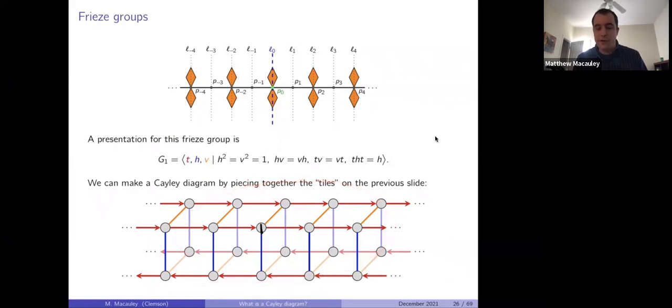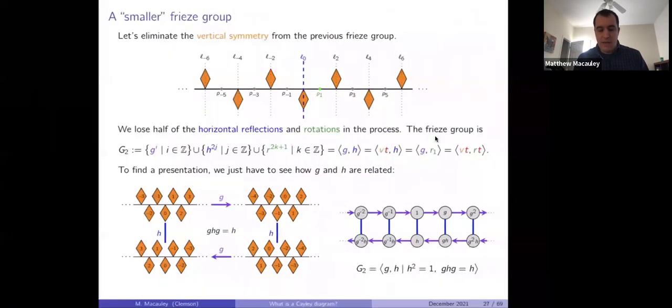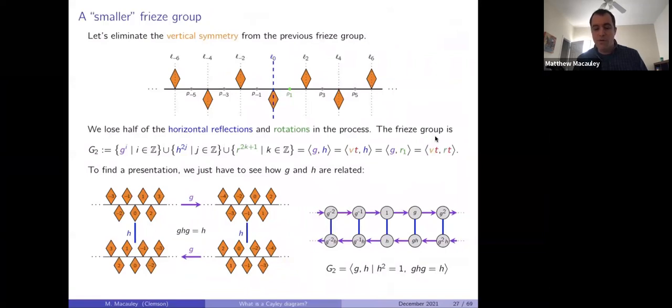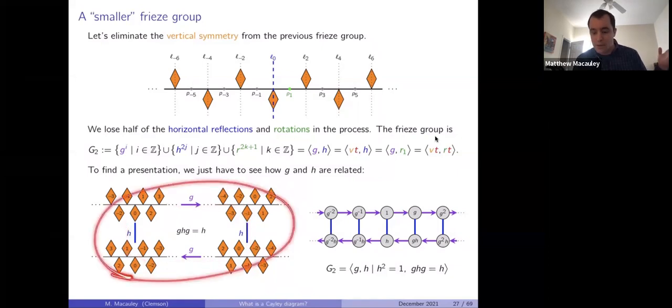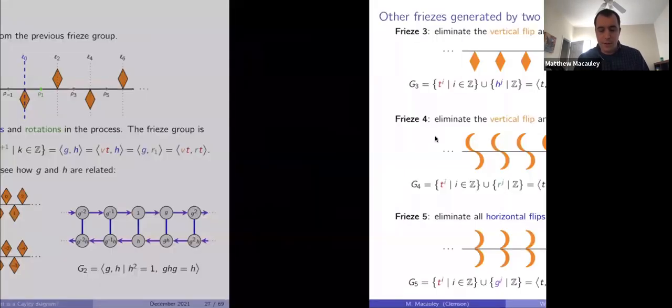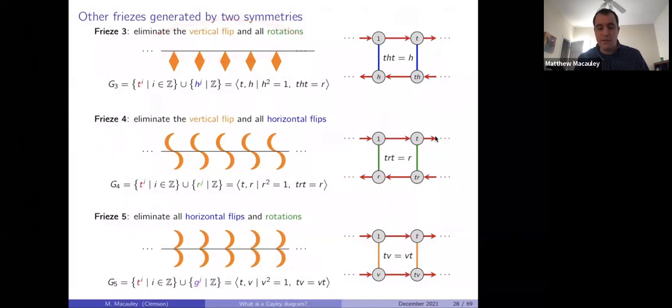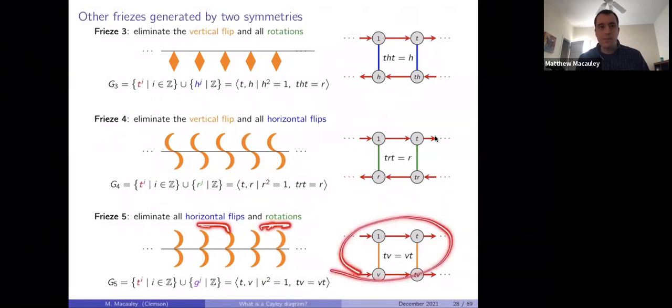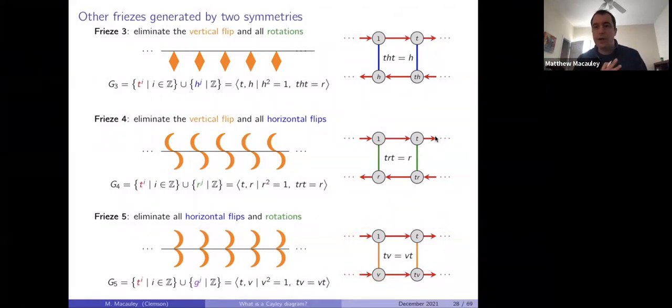Now you can ask, what other frieze groups are there? Well, if you remove half of those diamonds, you eliminate the vertical symmetry, but now you have a different frieze group. And here you can see the relation GH equals HG inverse. This is much better to see than a long presentation. Here's the Cayley diagram. Now there are other ways to change that frieze. You can eliminate the vertical flip and all rotations, and you get this Cayley diagram, or the vertical flip and all horizontal flips, or you can eliminate both of the horizontal and vertical flips, and now you get an abelian group. So I know I'm going quickly, but I just want to show you, I call these things shiny objects.